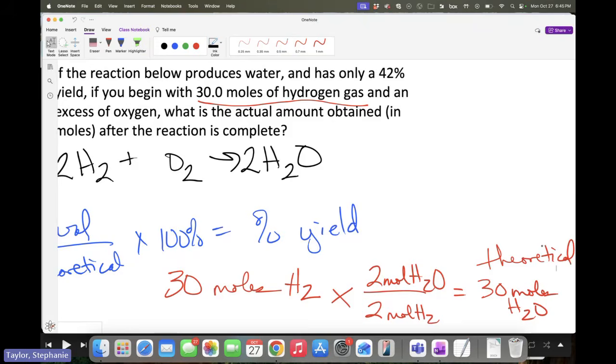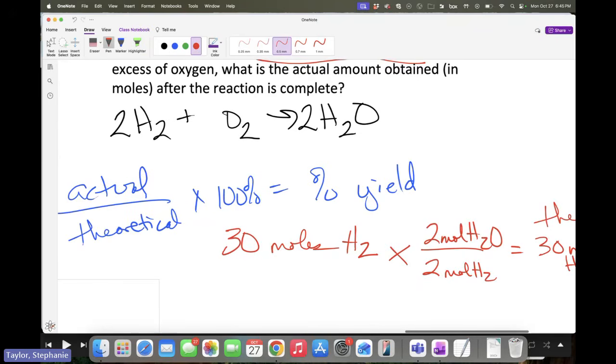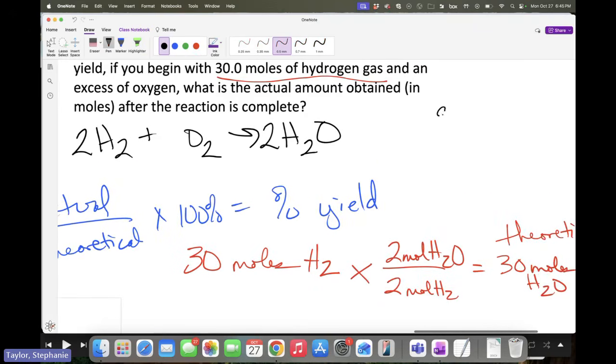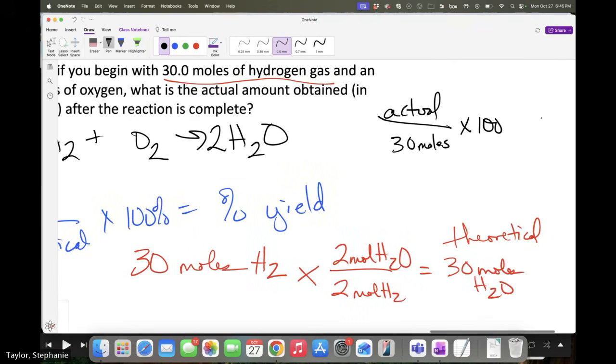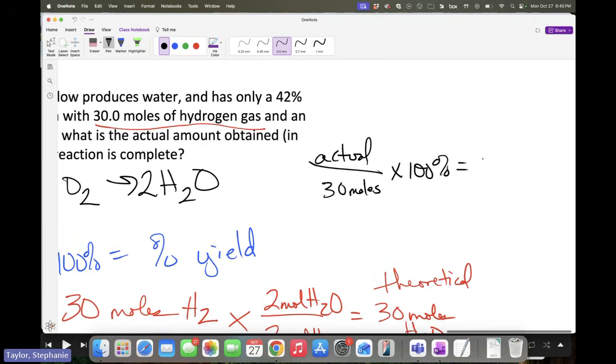So the amount that I get with a pen and paper and a calculator, that's my theoretical yield. So in my equation, I'm looking for actual. I've now figured out my theoretical and I have percent. So my actual is the thing I'm still solving for. My theoretical is this new number, 30 moles, times 100% is equal to, the problem told me, 42.